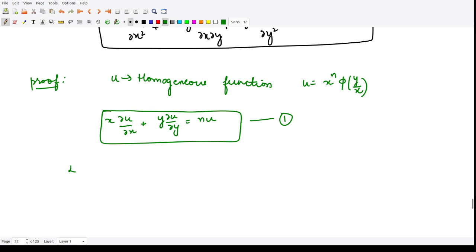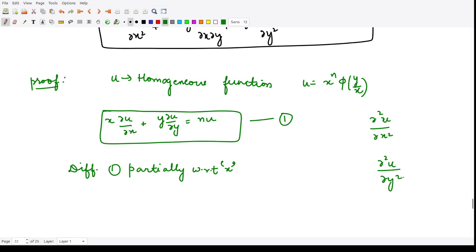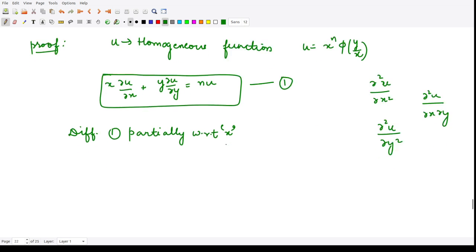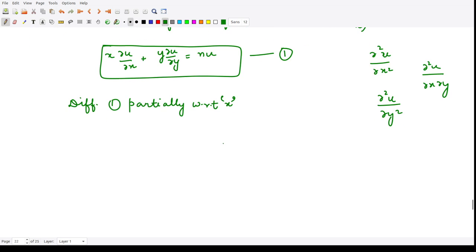Now we have to differentiate equation 1 partially with respect to x, because we need the terms del 2 u by del x2, del 2 u by del y2, and also del 2 u by del x del y. For that we are differentiating it with respect to x, keeping the other variable, that is y, as constant. Here also you have x, here also you have x, so you will apply the product rule. This is our first function, this is our second function.